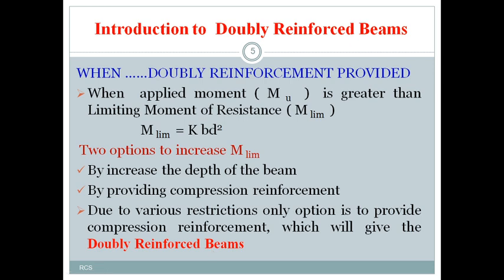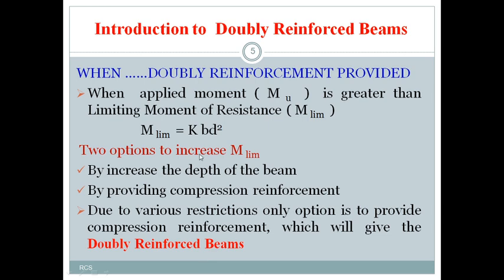How does it give a doubly reinforced beam? Already we have provided tension reinforcement. Additionally, to increase the limiting moment of resistance of a particular beam, we provide reinforcement in the compression zone also. So we have provided reinforcement in both zones, tension as well as compression. That beam is termed a doubly reinforced beam.